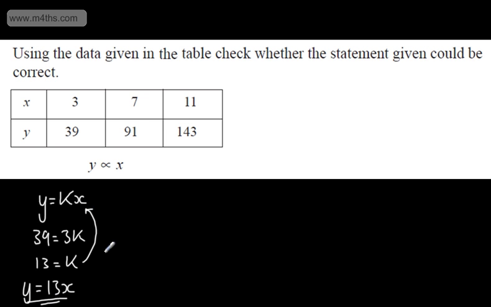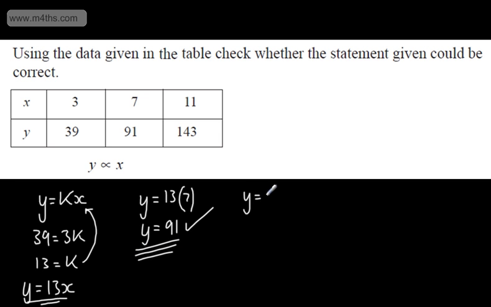So does that work out? Well, let's have a look here. If we now substitute in X is equal to 7, Y is equal to 13 times 7, and that does give us 91. So it's true for that one there. We would check it just here, and is Y equal now to 13 lots of the value of X? Well, 10 times 13 is 130. So Y is going to be equal to 143. So yes, that statement could be correct. So this shows direct proportion.